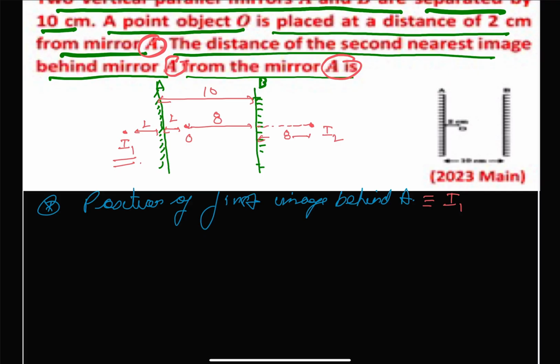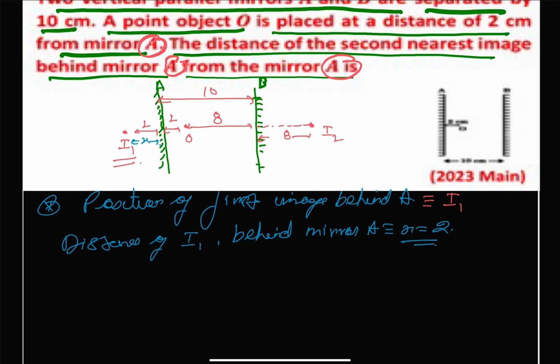We have this I1, okay. And you can say distance, let us call this as X. So we can say that the distance of I1 behind mirror A, which we call X, will be equal to 2. And this distance, let us call this D, which is given to us as 10.